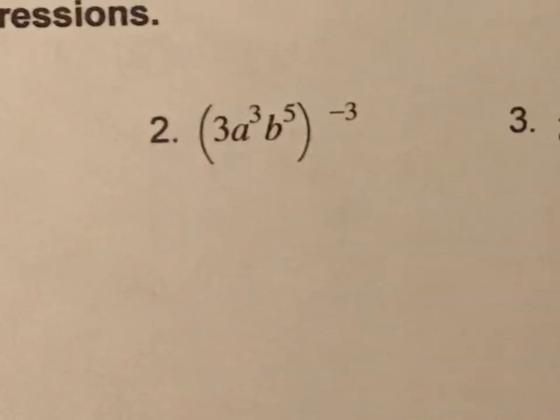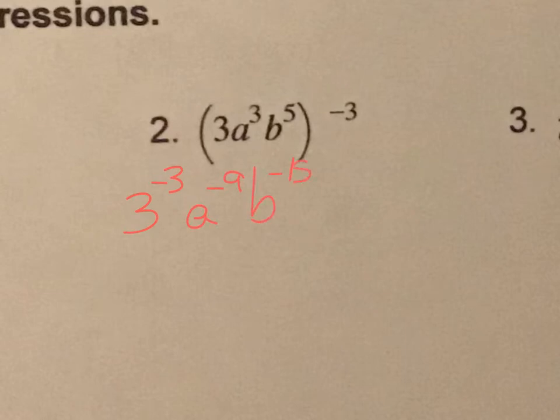Number 2, remember the exponent outside goes for everything inside. So I'm going to get 3 to the -3, A to the -9, B to the -15. All of that gets flipped because they're all negative. Don't forget to do 3 to the 3rd power, make it 27, A to the 9th, B to the 15th. Don't forget your 1 in your numerator.